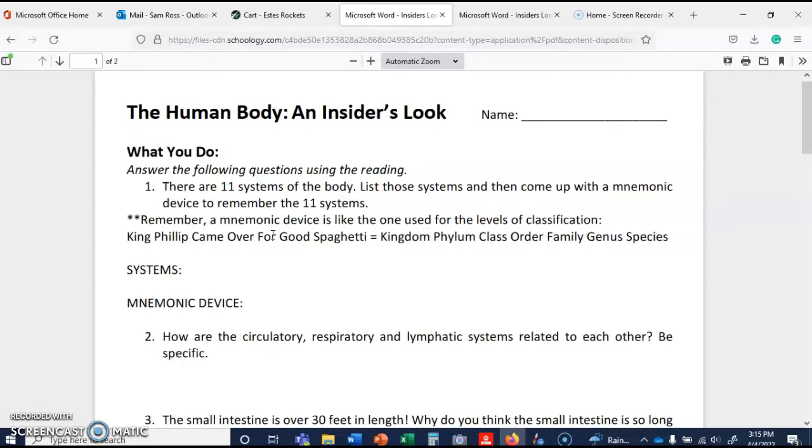Remember, a mnemonic device is like the one used for levels of classification. King Philip came over for good spaghetti: kingdom, phylum, class, order, family, genus, species. I'm sure you've probably heard one for the planets. PEMDAS, or please excuse my dear Aunt Sally, for math, is another mnemonic device. So basically you'll have all of the different systems, and you're just going to assign a word to every one of those. It might take a minute, so you might want to skip to 2 and come back to 1.